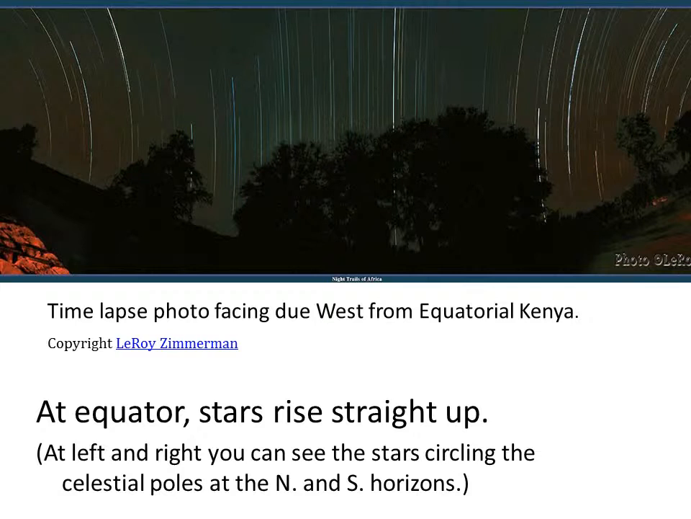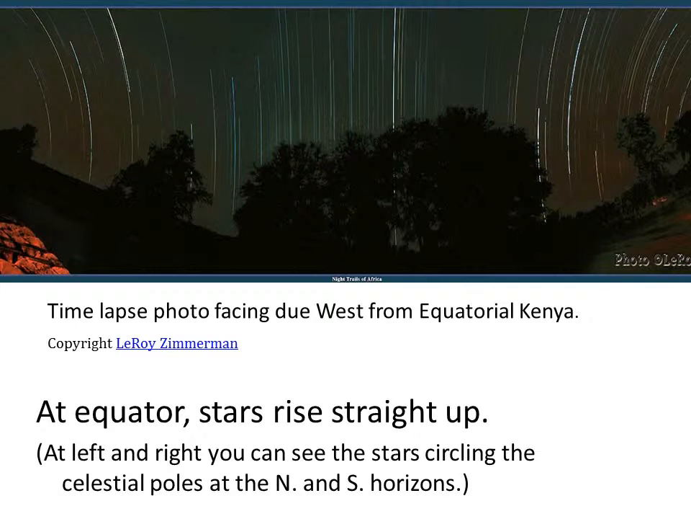The ones that rise due east will go straight overhead, and they will go over the observer's head and set due west. Notice the sort of curvature that you see on the left and the right. The stars really do go around the North Star and where the South Star would be, the North and South celestial poles that we'll talk about more in the next unit.